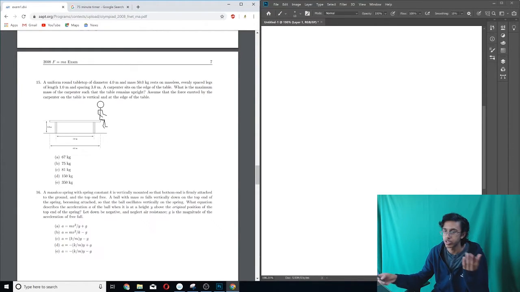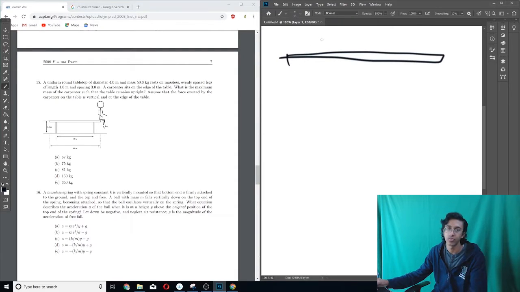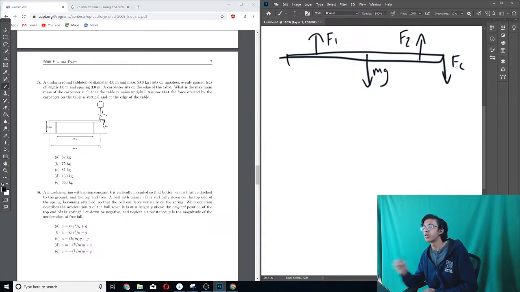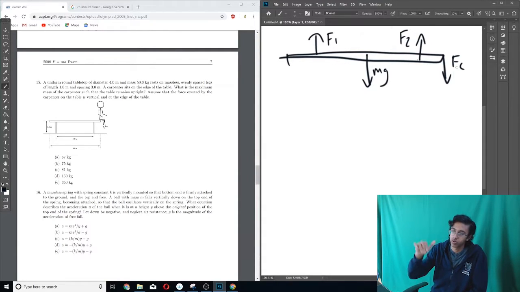So let us just look at the tabletop and look at the torque on that. Basically the tabletop's flat, and we first have one force from the support, so F1. We have the weight of the table at the center of mass, mg. Then we have another force over here from the other support, and then we have the downward force of the carpenter. We don't have the carpenter's mass, so we say force of carpenter. Then we want to say that all of these torques cancel out. The only values that we don't know are F1 and F2, so we want to get rid of one of those.